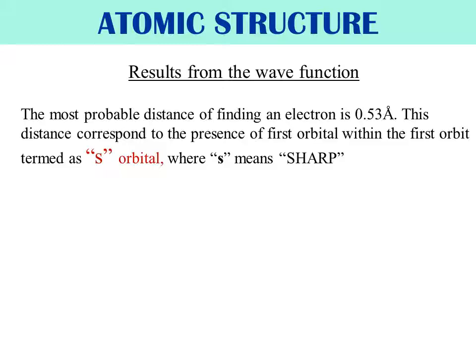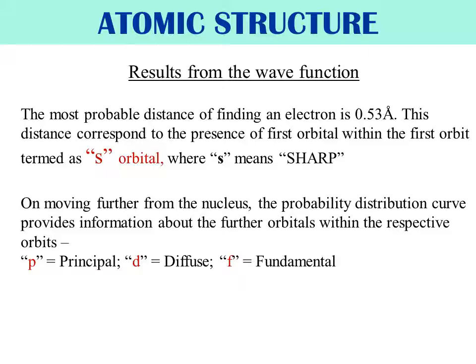We are familiar with the orbit, but the first orbital is present within the first orbit, and that orbital is termed as the s orbital, where s means sharp. On moving further from the nucleus, the probability distribution curve provides information about further orbitals within the respective orbits. Along with the s orbital, we will also have the p orbital, where p stands for principal; the d orbital, where d stands for diffuse; and the f orbital, where f stands for fundamental.